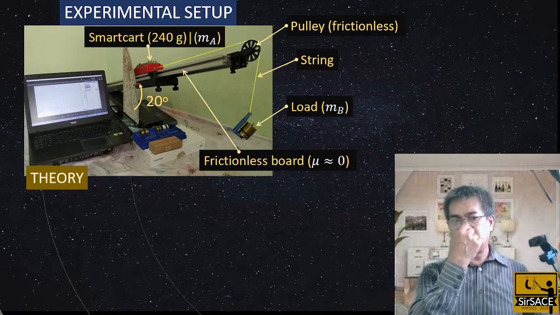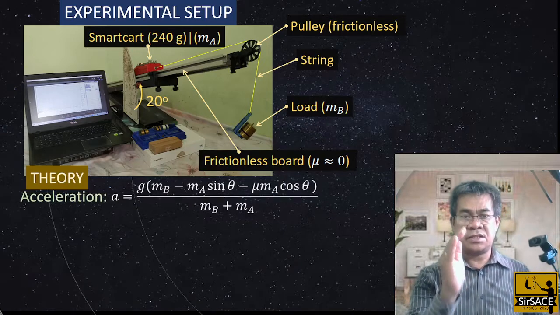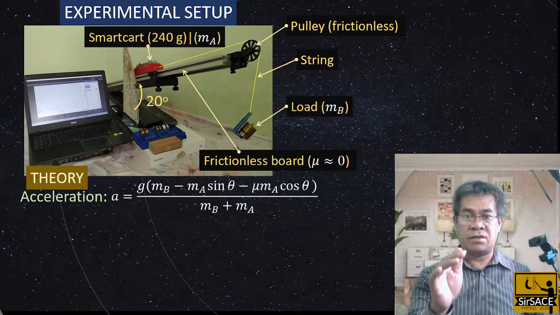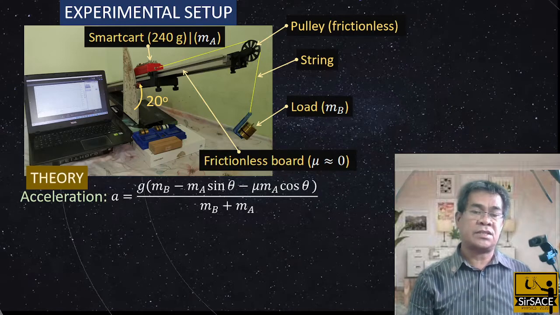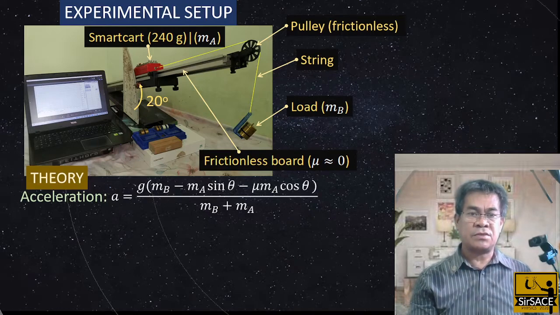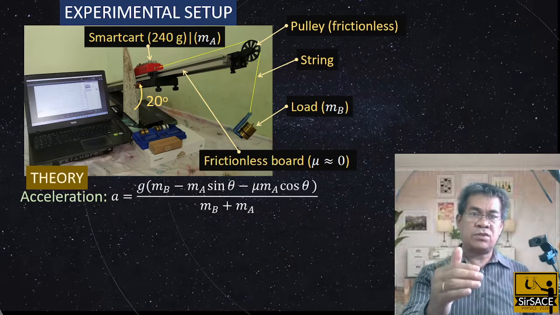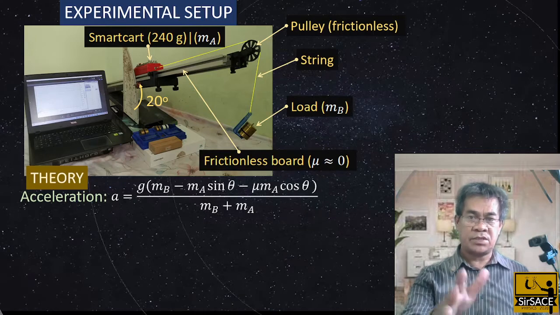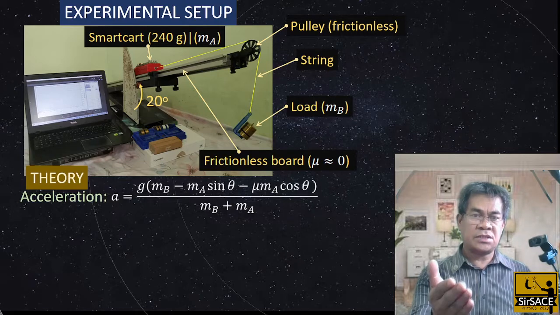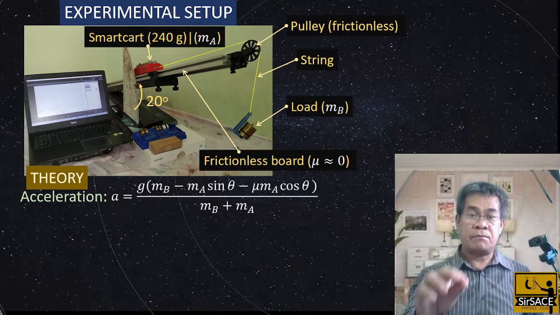Remember that the theory says the acceleration of this system is the Earth's gravitational acceleration multiplied by mass B minus mass A sine theta minus mu m_A cosine theta, all over the sum of the two masses. Now in this experiment, our theoretical acceleration will be reduced. Why? Because the friction between the cart and the board is approximately zero. So in the theoretical acceleration, the third term in the numerator can be canceled out because mu is approximately equal to zero.